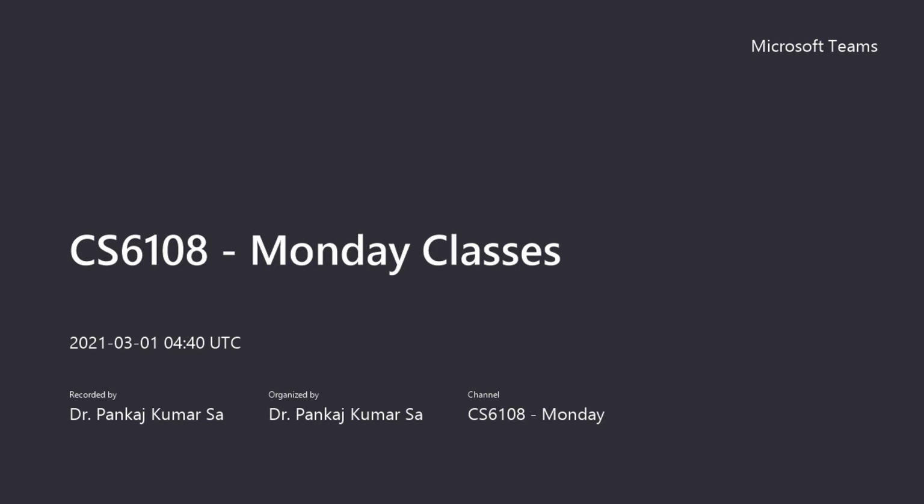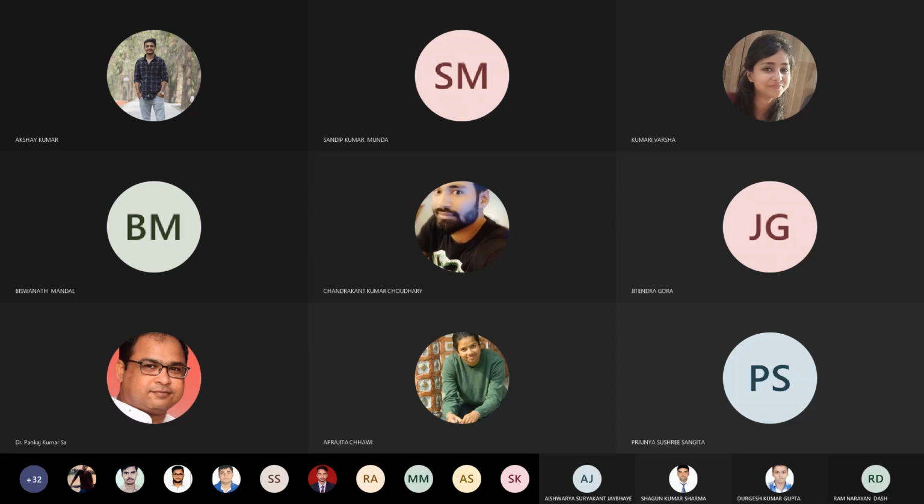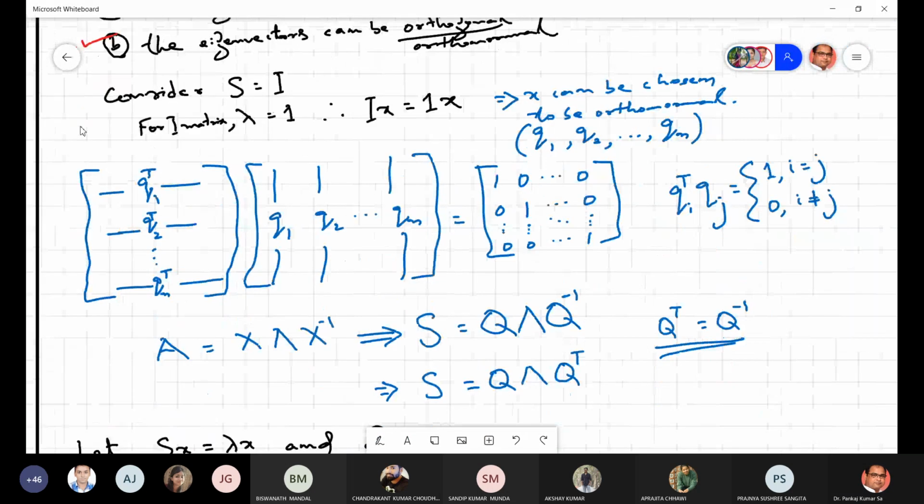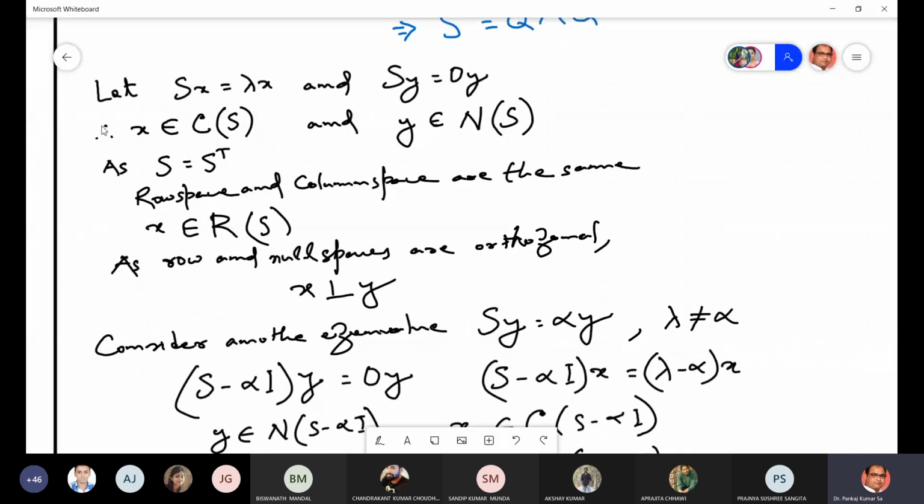So we started our discussions on symmetric matrices in the last class, and we saw two things. Number one, all eigenvalues of symmetric matrices are real, and the eigenvectors can be chosen as orthogonal. If they can be chosen orthogonal, they can be chosen orthonormal as well. That's not a big deal. If we can control these things, a lot of things can be subsequently controlled. But controlling these things is also a big deal. One needs to understand a lot of things.